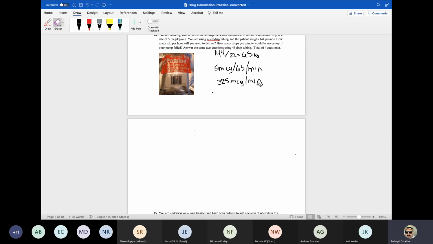So let's just say I had 13 drops? Is that right? 13 drops a minute, I believe. Okay. How much did I say this patient weighs in pounds? 144, I think. Yep, 144. Okay. What is 144 divided in half? 72.